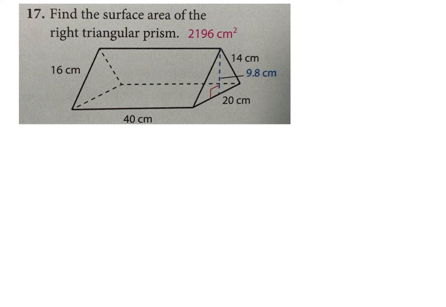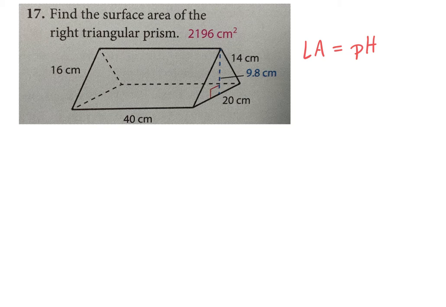Now for surface area, you have to first calculate the lateral area, which is your faces, and then add your two bases to it. All right, so the lateral area is going to be the perimeter of your base times the height of your prism itself. Remember, the height is just the distance between the two bases.